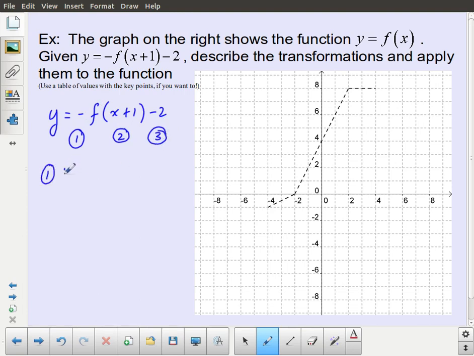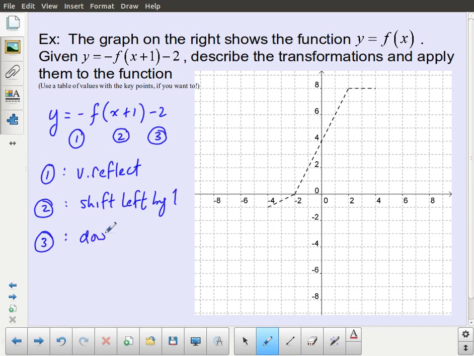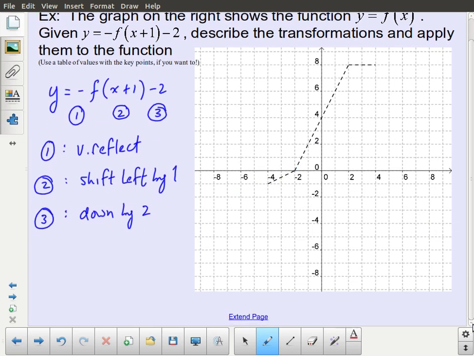The first transformation is a vertical reflection because that's a negative value, but it's negative 1. So there's no scaling here. My second transformation is a shift left by 1. And my third transformation would be a shift down by 2. So now I can take all of these points and do each of those transformations to them.